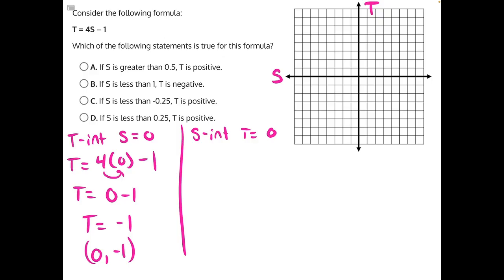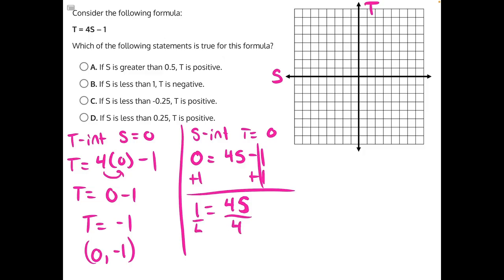Then for our s-intercept, we'll have t, which is 0, equal to 4s minus 1. We'll need to do opposite operations to isolate our variable s, so we'll add 1 to both sides. These ones will cancel, giving us 1 equals 4s. Then 4 is being multiplied to s, so the opposite operation is dividing both sides by 4. These 4's will cancel, giving us 1/4 is equal to s. So when t is equal to 0, s is equal to 1/4: 1/4, comma 0.